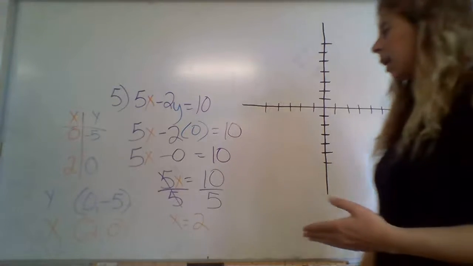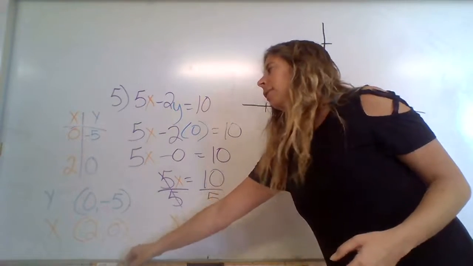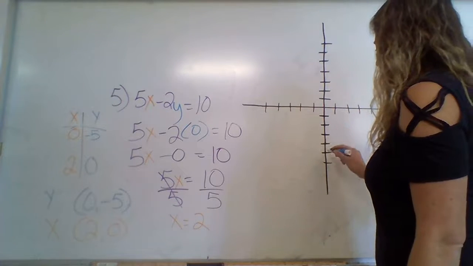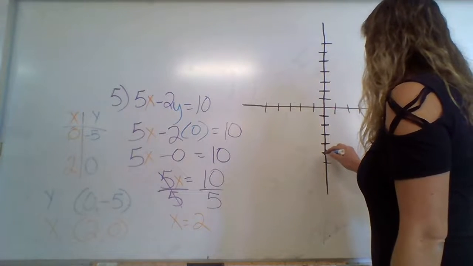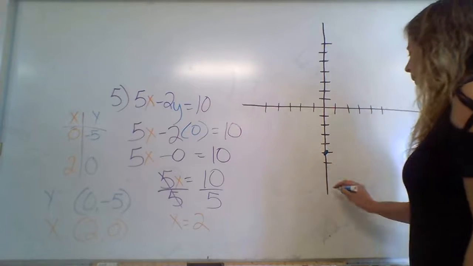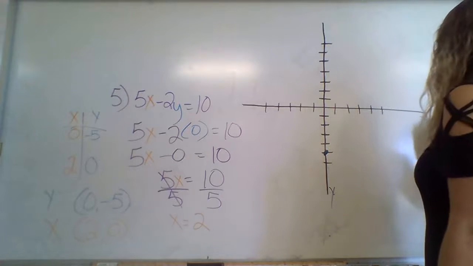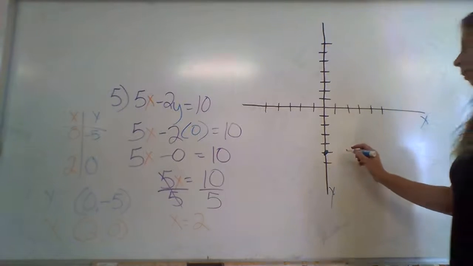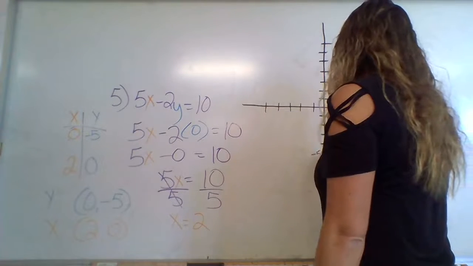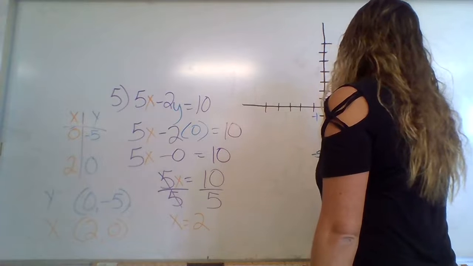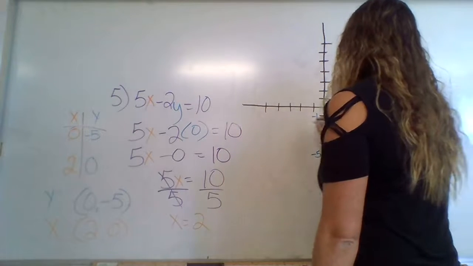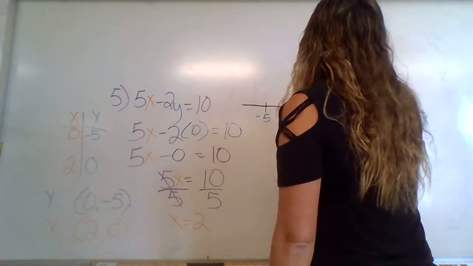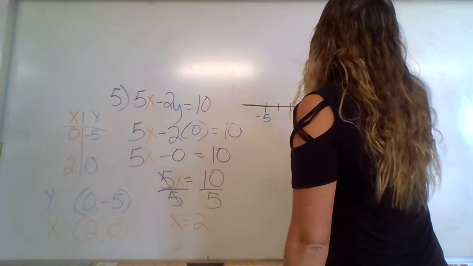So our y-intercept is (0, -5). So it crosses my y-axis at 1, 2, 3, 4, 5. There's my y-intercept. Remember, this is your y-axis, this is your x. This is -5. This is -1. This is 1. This is 5.